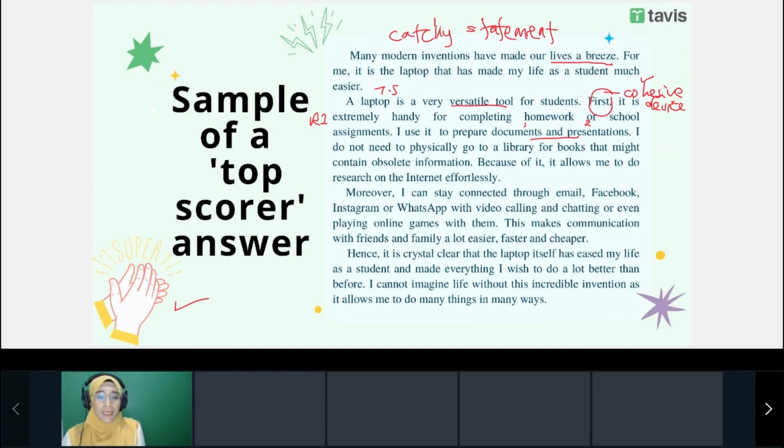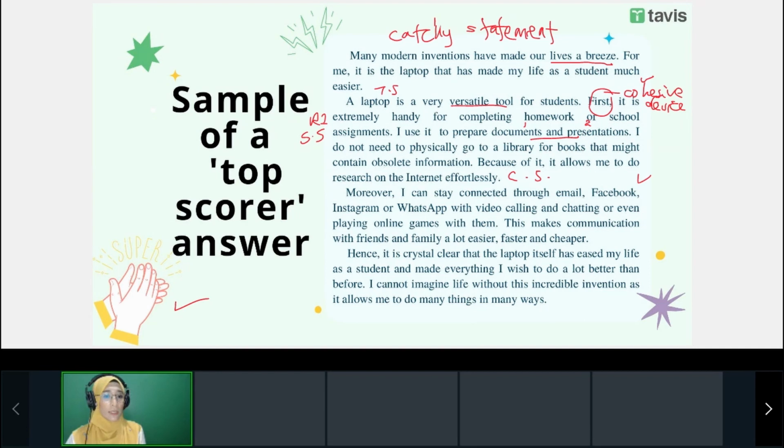So here it stated the topic sentence, good, and then his reason, or we call it the supporting sentence. Okay, so this person is applying the TS and C. Because of it, it allows me to do research on the internet effortlessly. Okay, so this is his or her concluding sentence of saying that the laptop is a very versatile tool. So very good here already.